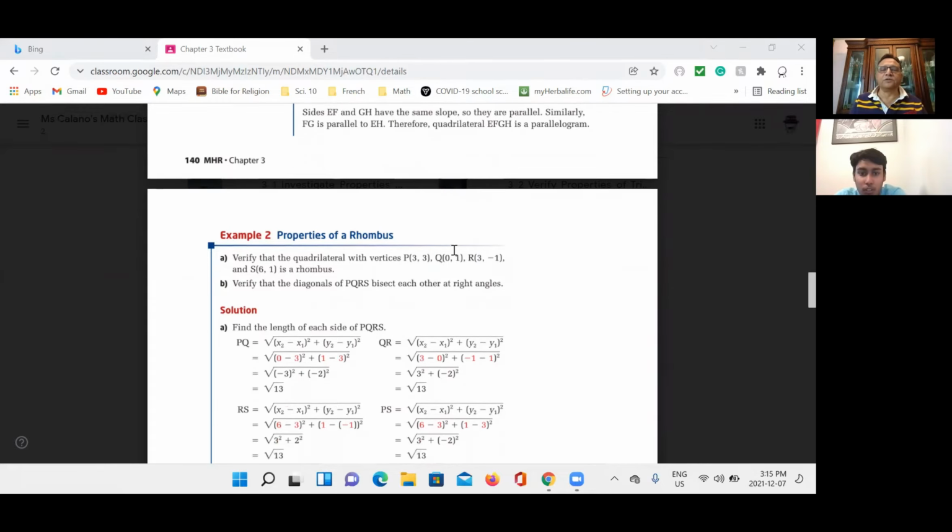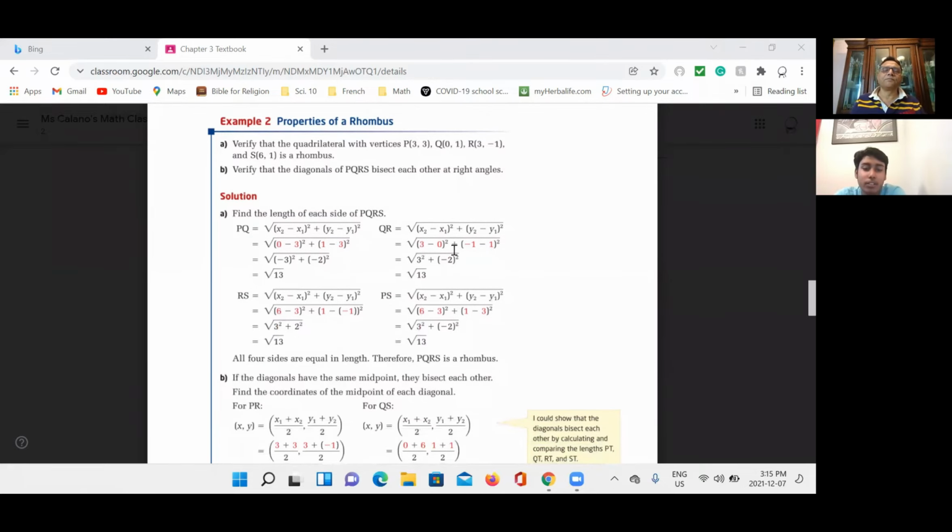Example 2. Can you read the question, please? Okay. Verify that the quadrilateral with vertices P(3, 3), Q(0, 1), R(3, -1), and S(6, 1) is a rhombus. So what are the properties of a rhombus? It's a quadrilateral, and isn't it that they have right angles? Like the opposite sides are similar? It's like a parallelogram, right?